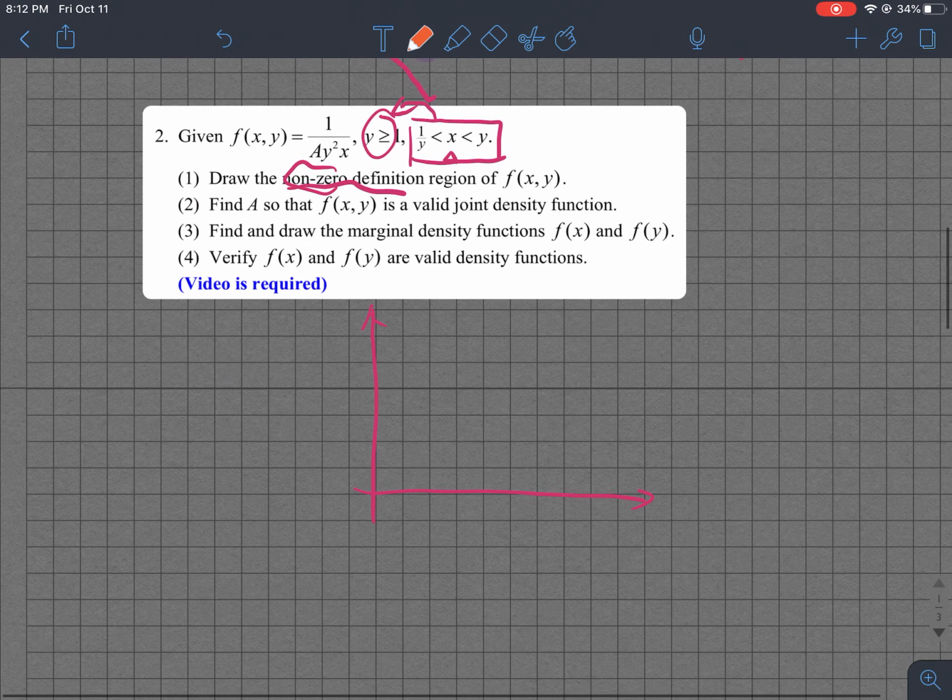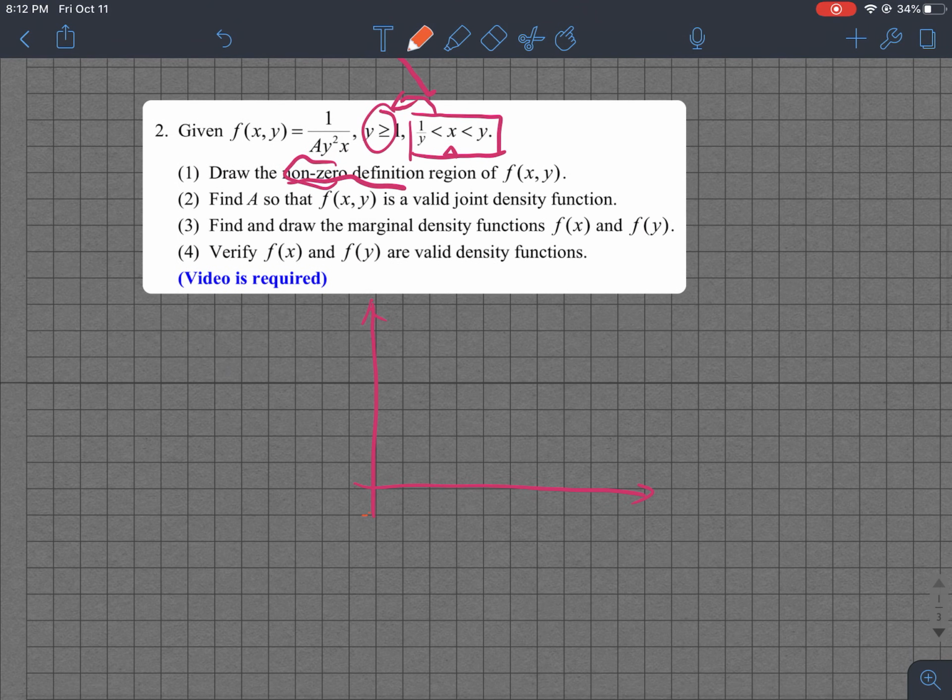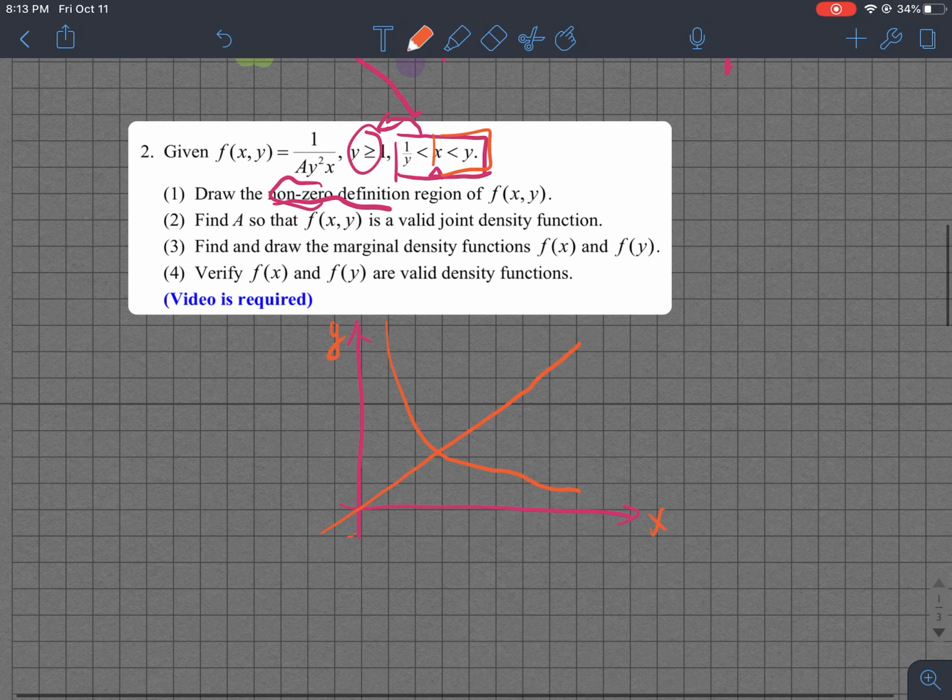And then x equals y is just this part, and x equals 1 over y is just here. This is y, this is x. So this is basically what we have here. And this region is beyond this part and beyond this part. So basically the region is just here.